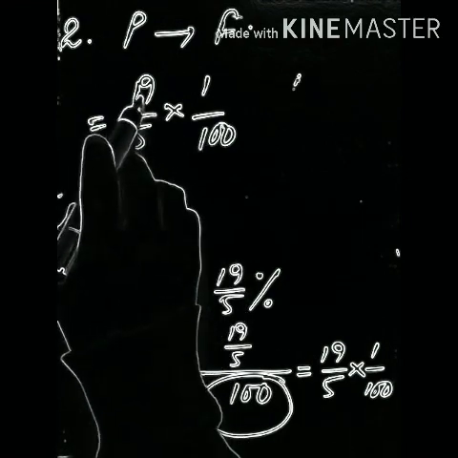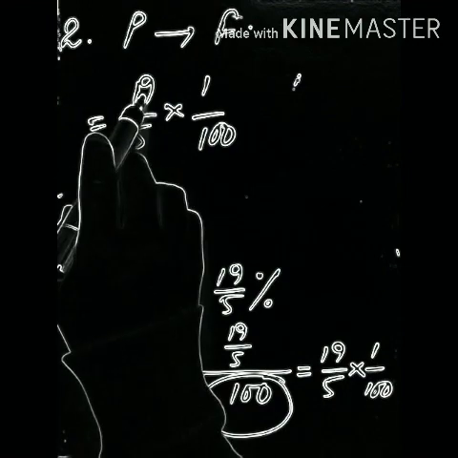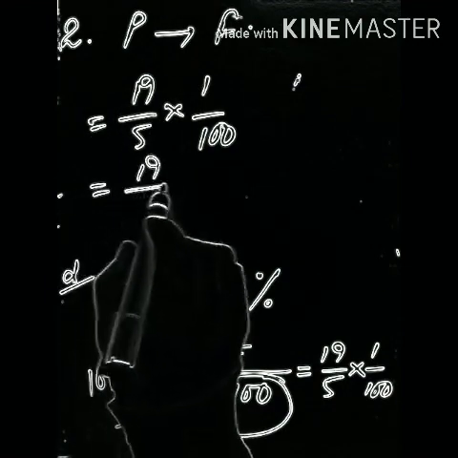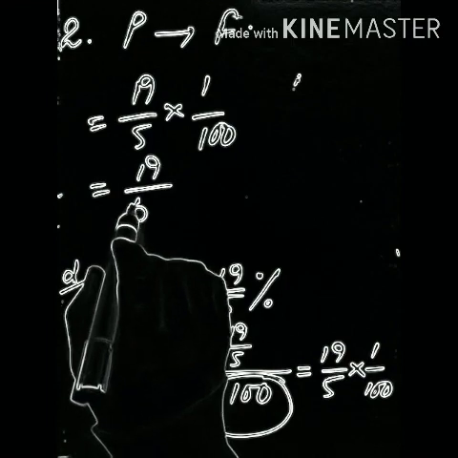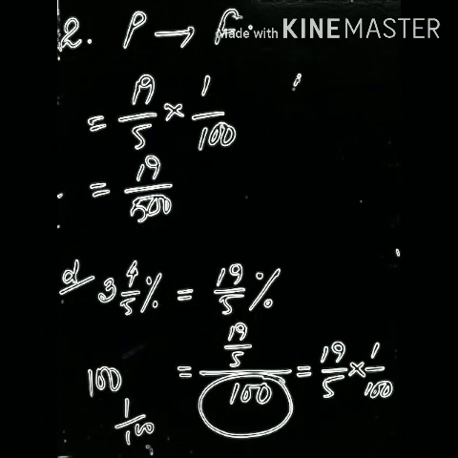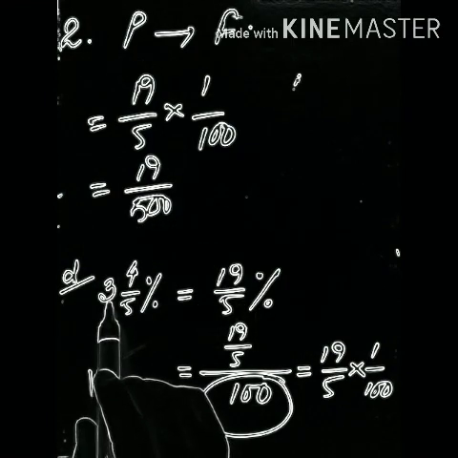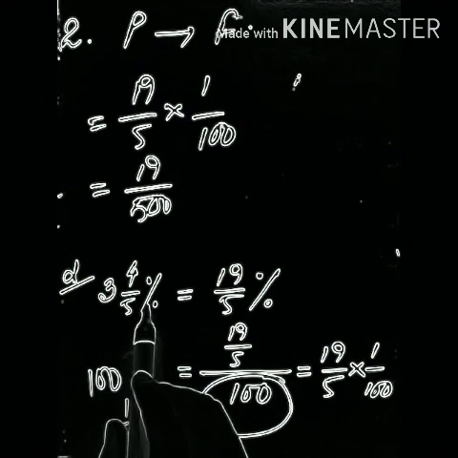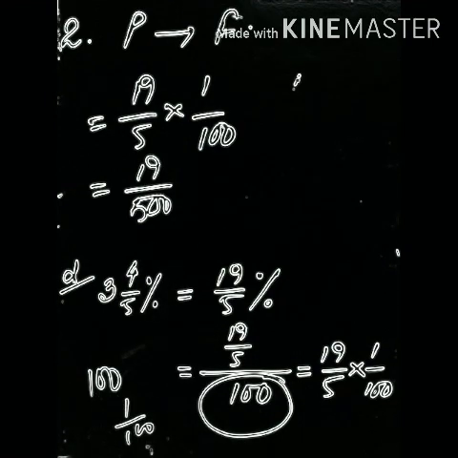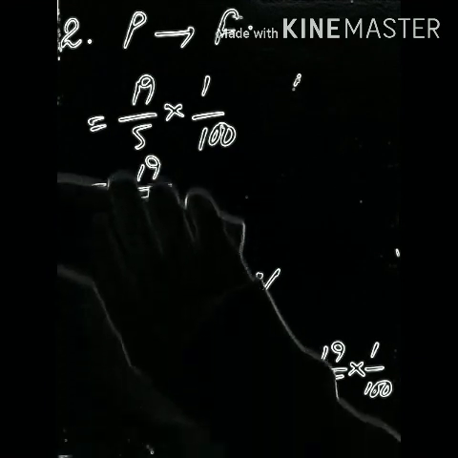We cannot cancel 19 and 100, 19 and 5 as well. So 19 into 1 is 19. 5 into 100 is 500. That's how we convert this 3 whole number 4 by 5% into the fraction 19 by 500. So we'll be moving to the next question.